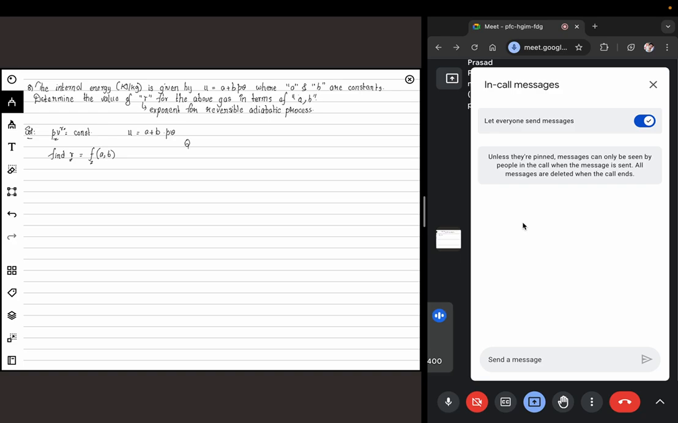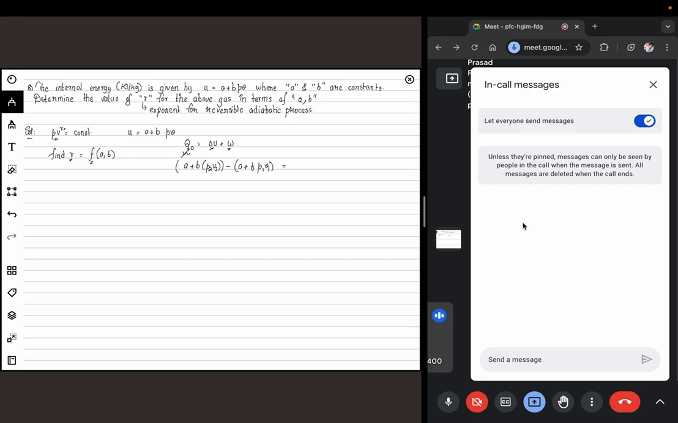We use the first law again: Q equals delta U plus work done. It is a reversible adiabatic process, so Q is going to be 0. So delta U is related to the work. Delta U is the final minus initial states. That will be A plus B times the final P2 V2 minus your initial state, A plus B times P1 V1, and this will be equal to the work done.